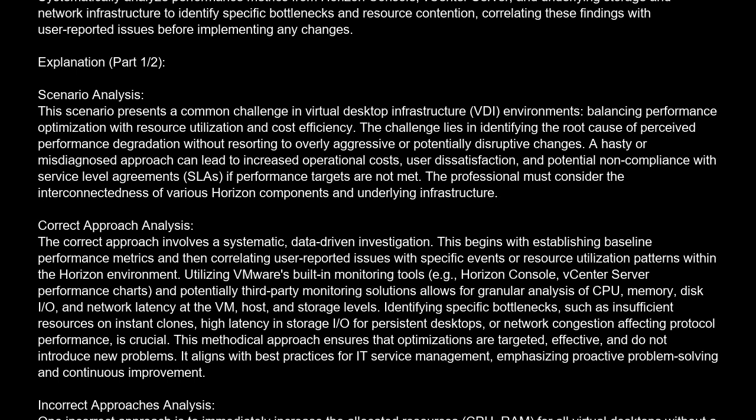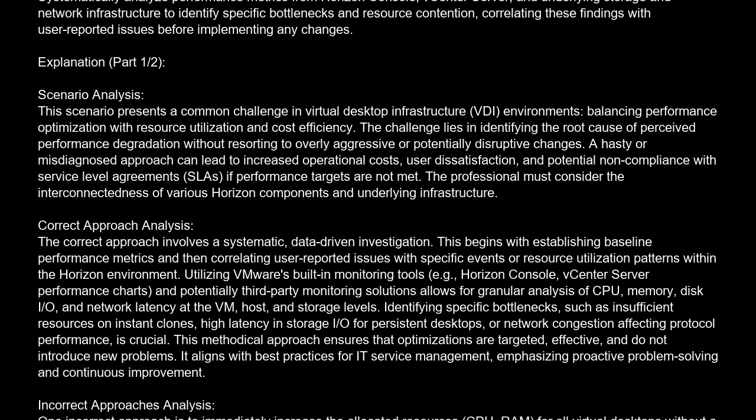This begins with establishing baseline performance metrics and then correlating user-reported issues with specific events or resource utilization patterns within the Horizon environment. Utilizing VMware's built-in monitoring tools, e.g., Horizon Console, vCenter Server performance charts, and potentially third-party monitoring solutions allows for granular analysis of CPU, memory, disk I/O, and network latency at the VM host and storage levels.